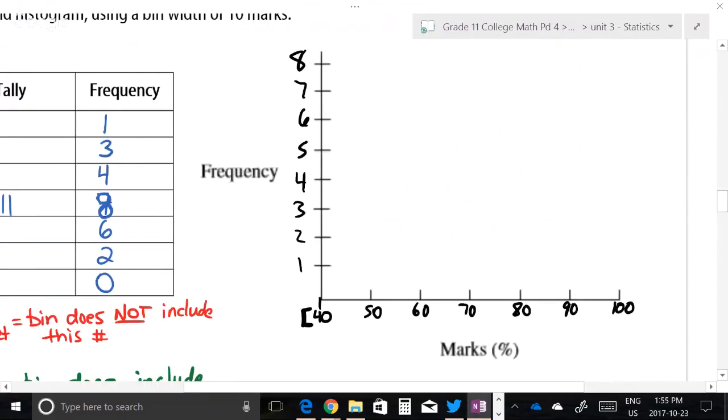Now, a histogram is continuous data. And to show that, when we put the bars in the histogram, we make them touch. So how many were between 40 and 50? One. How many were between 50 and 60? How many were between 60 and 70? How many were between 70 and 80?